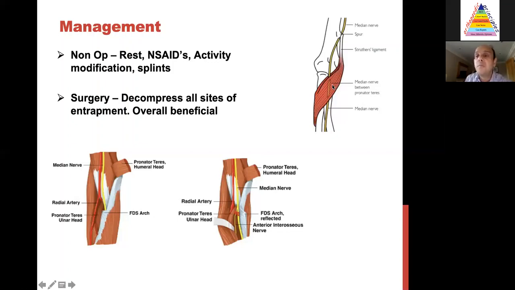Now, remember one more thing. When it comes to decompression for any nerve in the arm or forearm, you don't go looking for a nerve directly. You always identify the muscle, and that muscle leads you to the nerve. So in this case, you will look for pronator teres, and then in between the two heads, you will find the nerve. If you ever go looking for a nerve directly, you will almost always end up making a mistake. So look for the corresponding muscles.